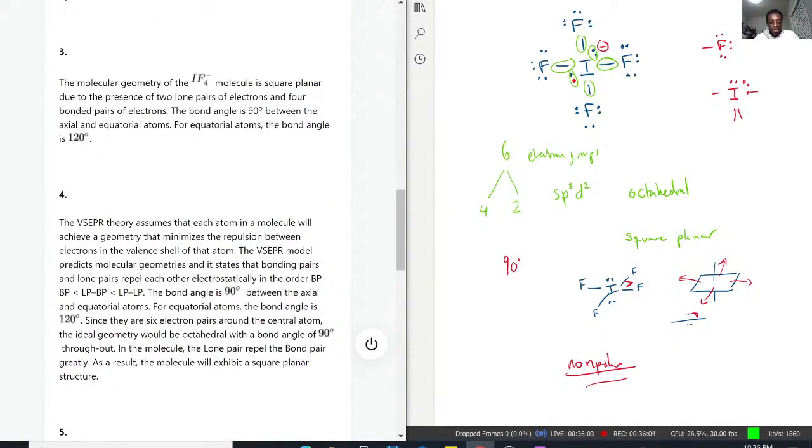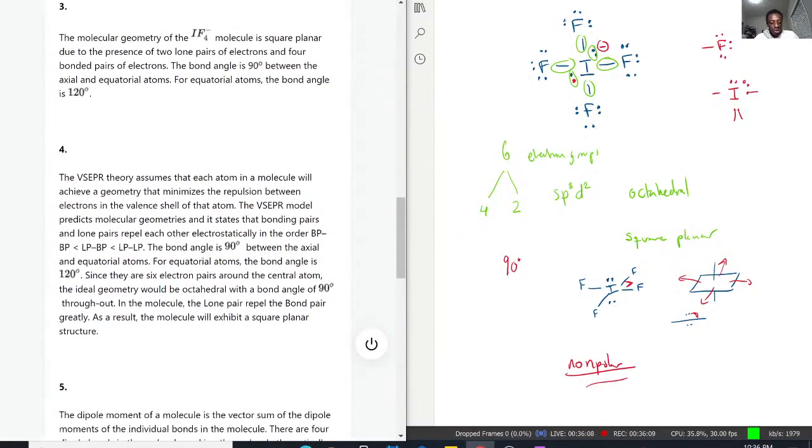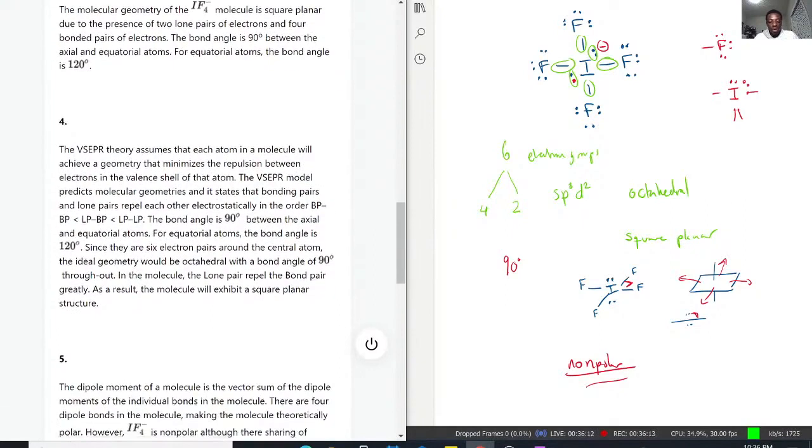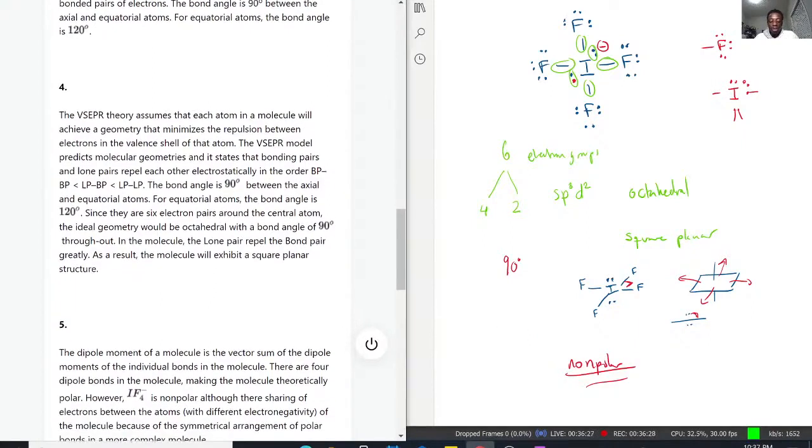But is that the VSEPR theory? Let me just read over these. Exactly, they repel each other, and we do want the 90-degree angle. Not sure what they mean by equatorial, because it can't be 120, because then you'd have something like this, and that's not what we have at all. We have 4 of them, so it's definitely all 90s.